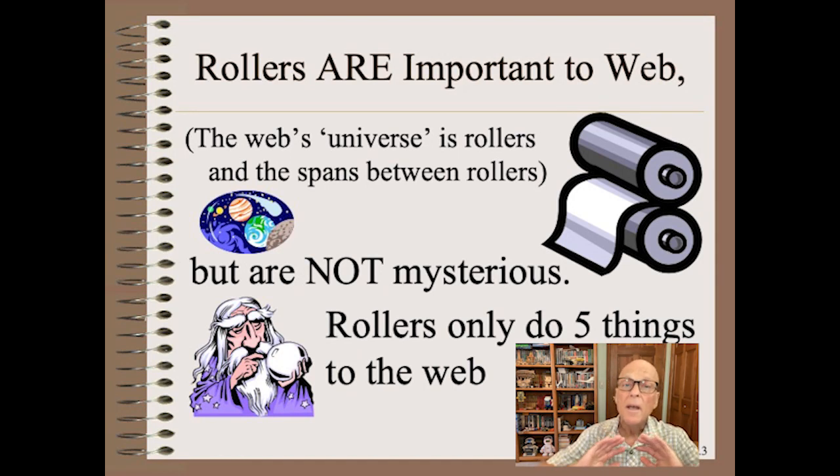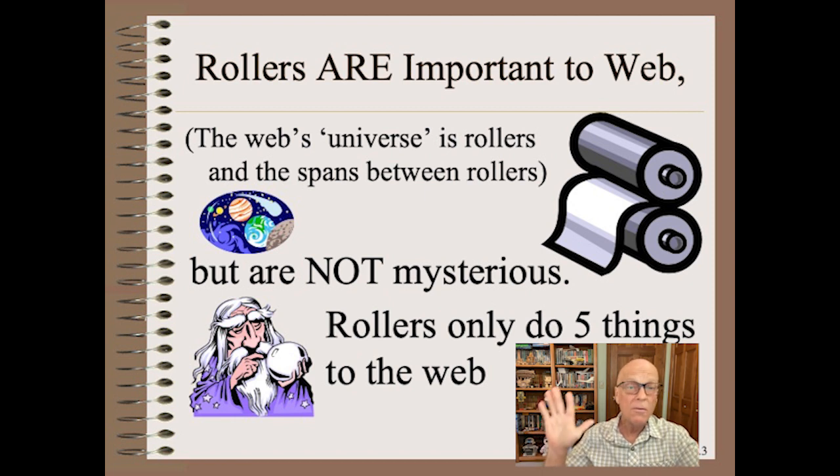Web machines cannot be made without rollers. Also, rollers are important to the web itself because the web's universe is the rollers and the spans between the rollers, and very occasionally a non-roller element such as ovens. But that does not mean they should be mysterious.